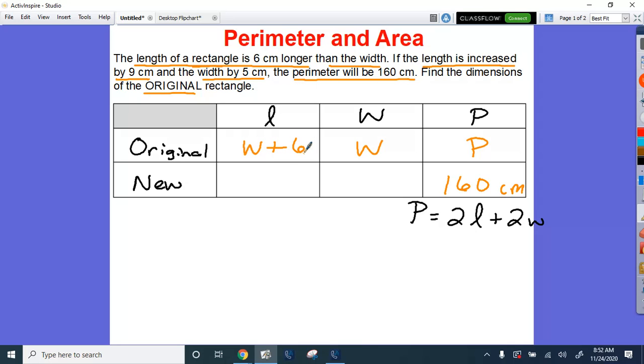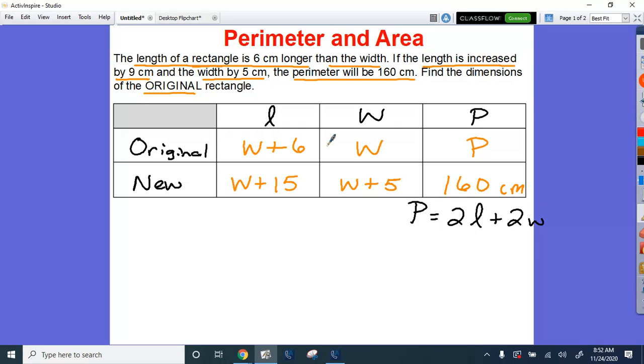Now I go to my new rectangle, where I do a little bit more calculation. They increase the length, which in this case is width plus 6, by 9. So I'm just going to add the 9 to the 6 here, combine my like terms, and make it width plus 15. And then they increase the width by 5, so you just take this width and increase it by 5: W plus 5.